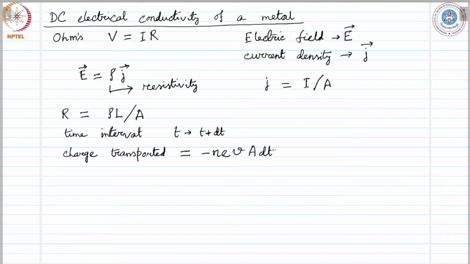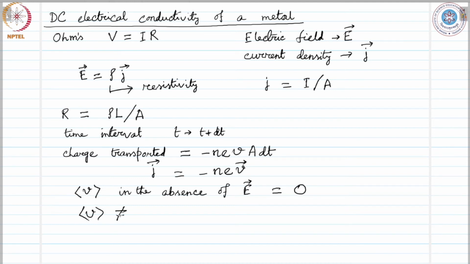And if this happens, then the current density, volume current density, can be written as minus n e v. This is the volume current density. All conduction electrons in a metal do not move along the same direction, as you all know. In the absence of any external electric field, the electrons would still move, but in such a way that the average velocity in the absence of electric field is 0. And if you apply some electric field, then this would no longer be 0.